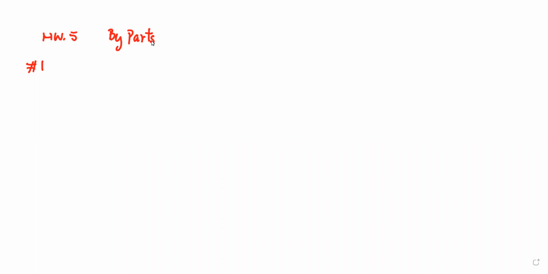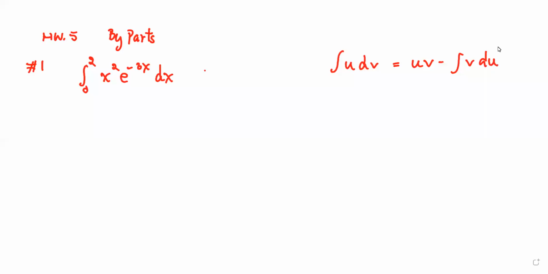So number 1 is about integrating from 0 to 2, x squared e to the negative 3x, with respect to x. For the by parts technique, you have the form that the integral of u times dv equals u times v minus the integral of v du as a formula, which is derived from the product rule.